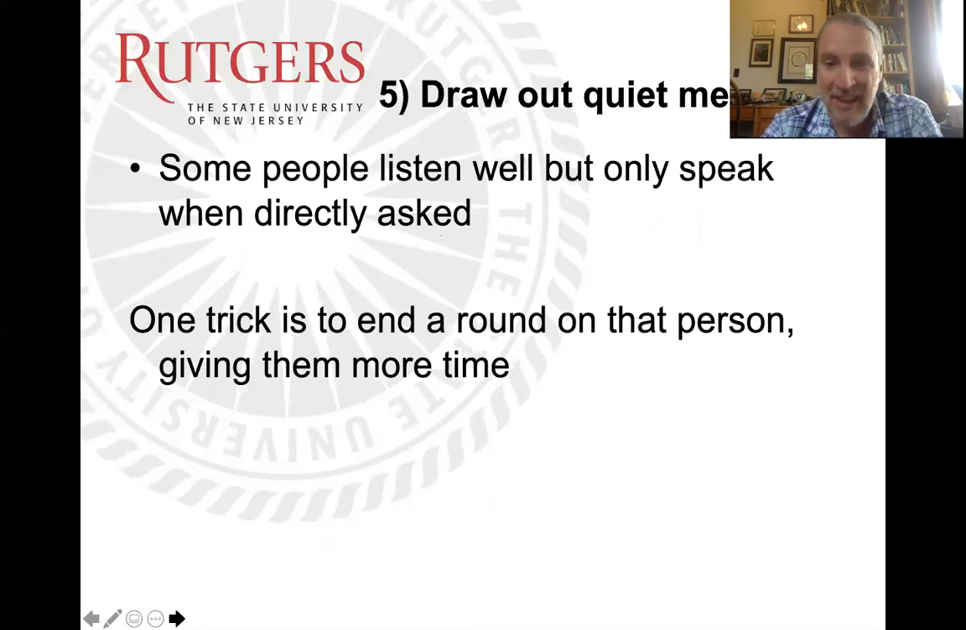One trick is to end around on that person, which gives them more time. In extreme examples, we've actually given people time where we specifically check in. We had one gentleman who I'm going to call Alex, and Alex never spoke unless spoken to. So we would dedicate a few minutes at the end of each group. And we were like, okay, everybody stop, everybody stop. We just want to hear what Alex has to say. And sometimes he would say something, and strangely enough, most of what he said was really on point. So it was very helpful.